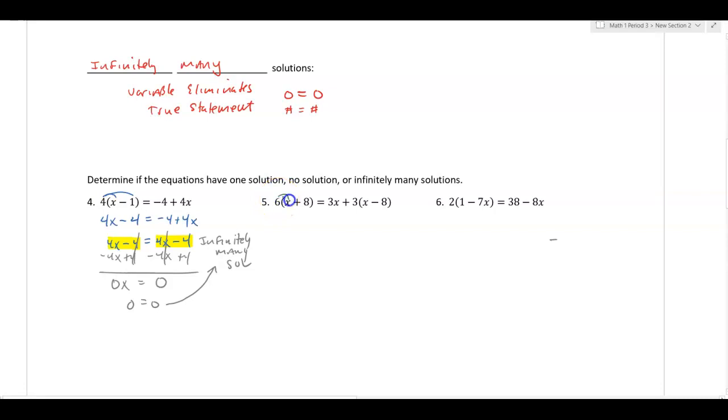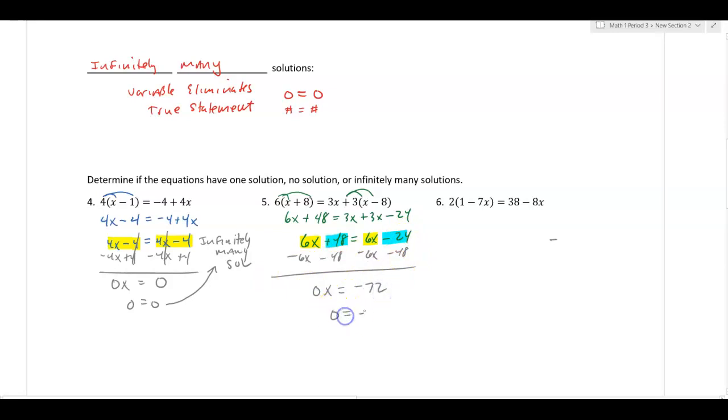Now the next one, I distribute: 6 times 8 is 48, equals 3x plus 3x. I'm going to distribute this 3: 3 times negative 8 is negative 24. So we get 6x plus 48 equals 6x minus 24. Now here, notice, my x terms end up being the same, but my constants are different. I know that's going to be no solution right away because when I subtract 6x and then subtract 48, I'm going to get 0x equals negative 72. So 0 equals negative 72. That's a false statement at the end. I have no way to solve for any variable. That's going to be no solution.